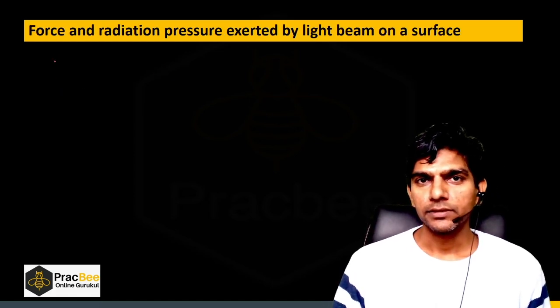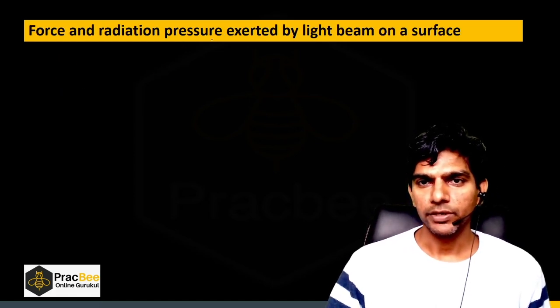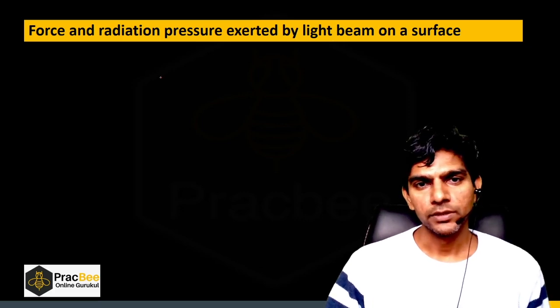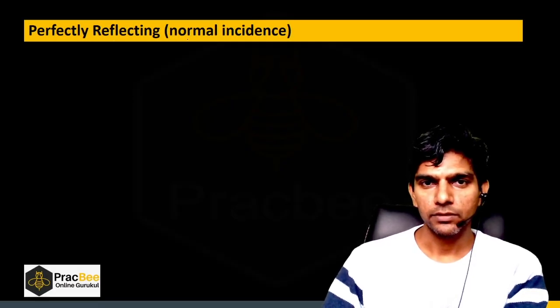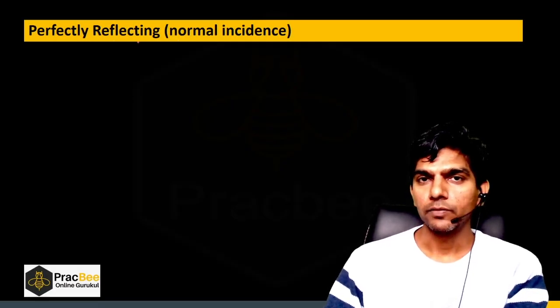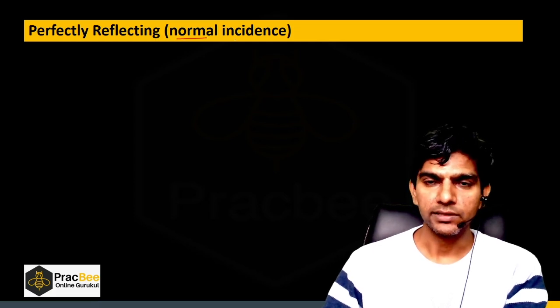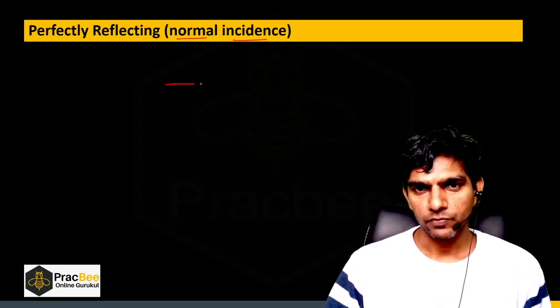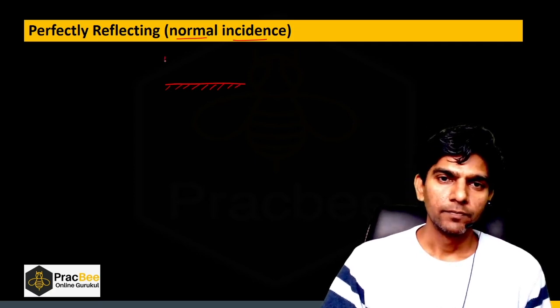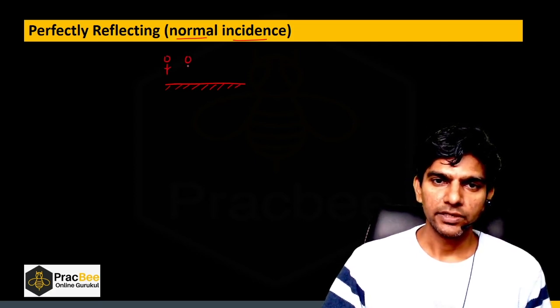Okay, next is the force and the radiation pressure exerted by the light beam on the surface. So now let us see the first case, perfectly reflecting surface and for normal incidence. So if there is a surface, it's a perfectly reflecting surface. Now we have photons which are incident normally.